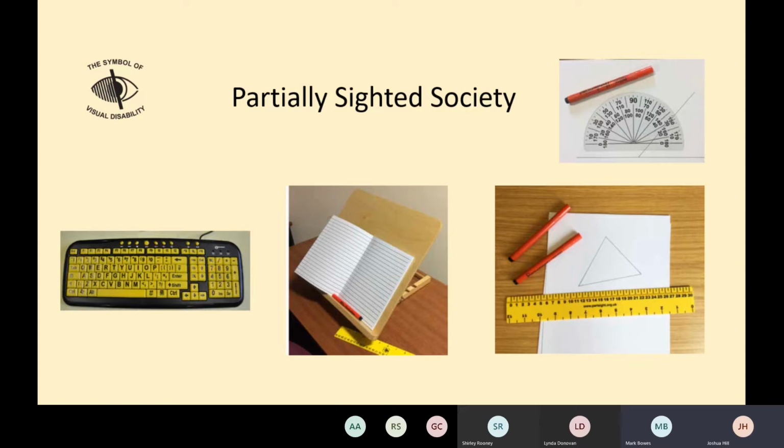So as I mentioned earlier, the Partially Sighted Society has a catalogue of these things that you can purchase. You see there the slope board with the dark lined paper and the black fibre tip pen. They also produce the rulers, which are high contrast, and the enlarged protractors. And on the left hand side you see a keyboard with high visibility stickers, and this will all help Eddie with his curriculum.